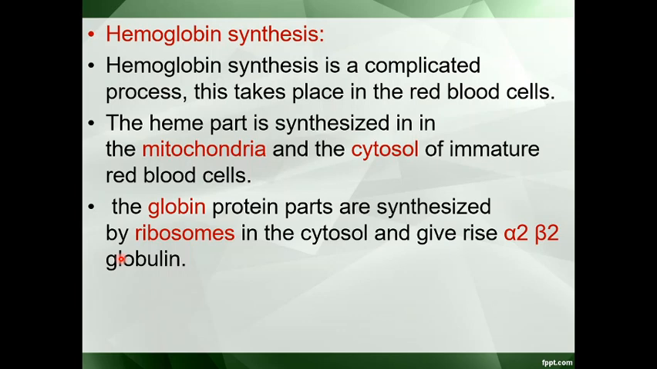Hemoglobin synthesis is a complicated process. This takes place in the red blood cells. The heme part is synthesized in the mitochondria. You have seen how the synthesis of the heme takes place, and you know very well that the synthesis of the protein takes place at the cytosol. Therefore, the globin is synthesized at the ribosome. Protein is synthesized at the ribosome. So heme is synthesized in the mitochondria, whereas protein is synthesized in the cytosol at the ribosomes, and 2 alpha and 2 beta chains of the proteins are produced.